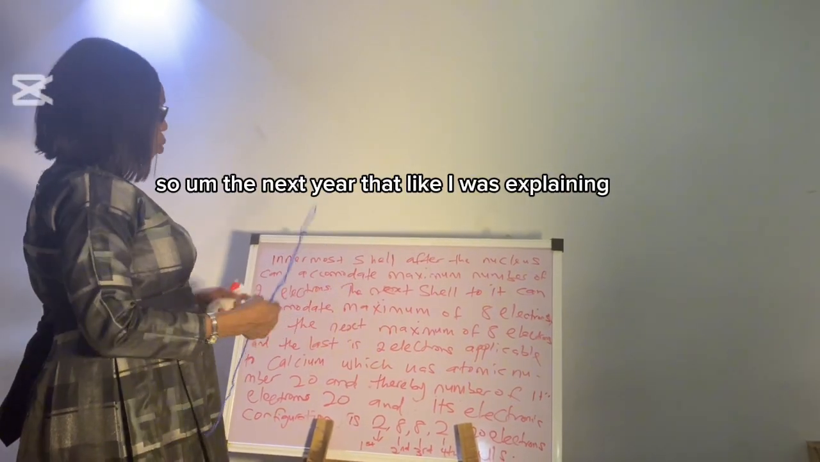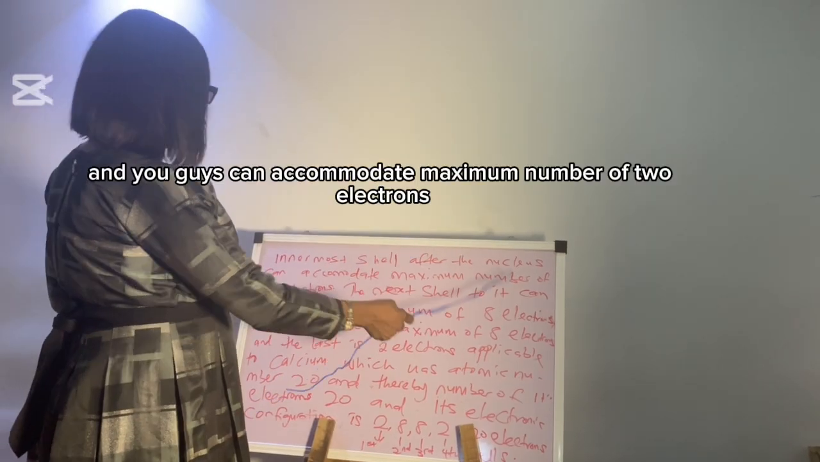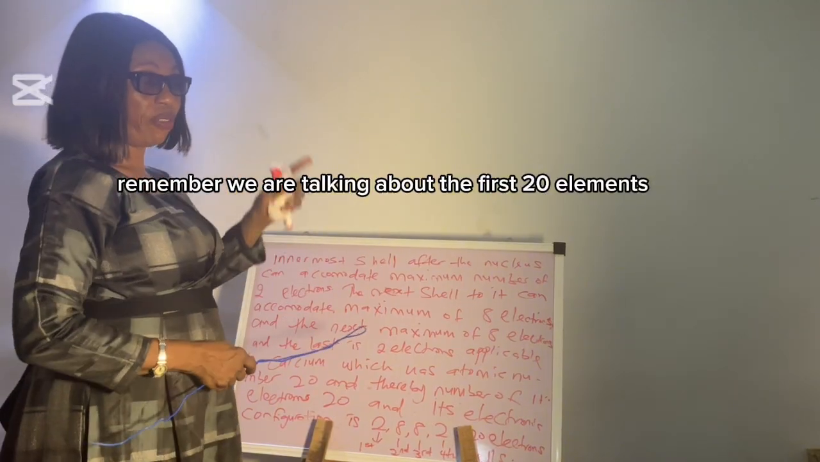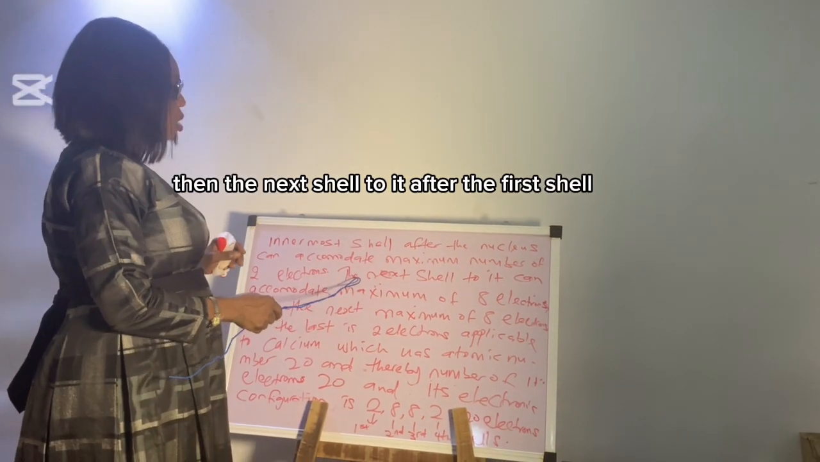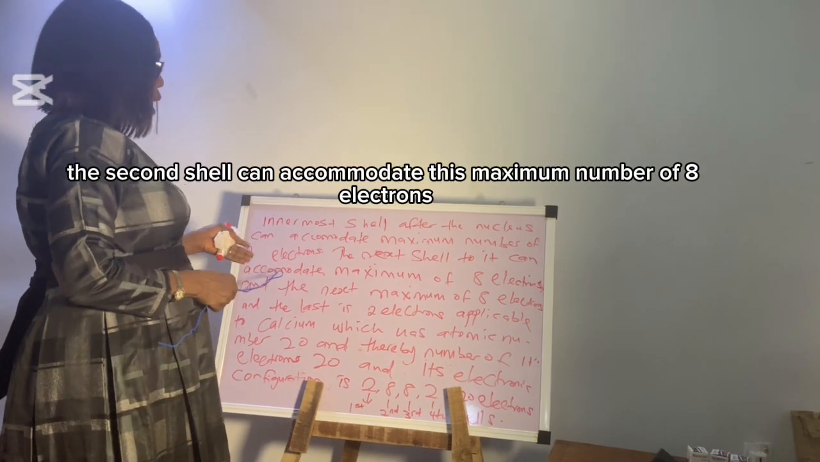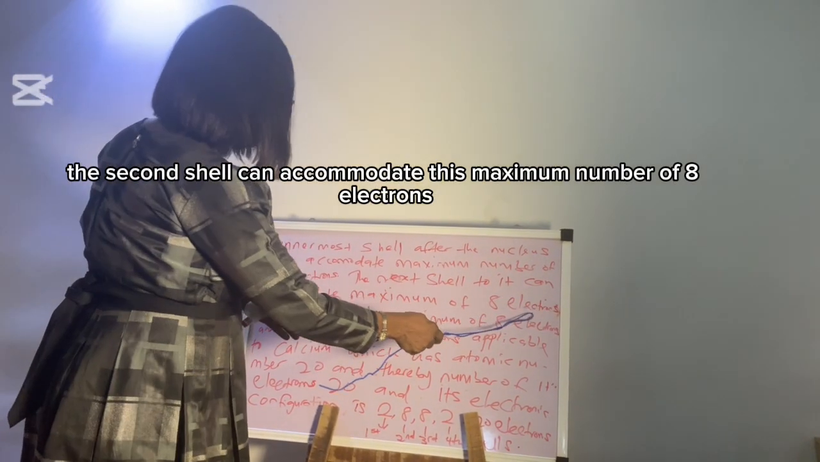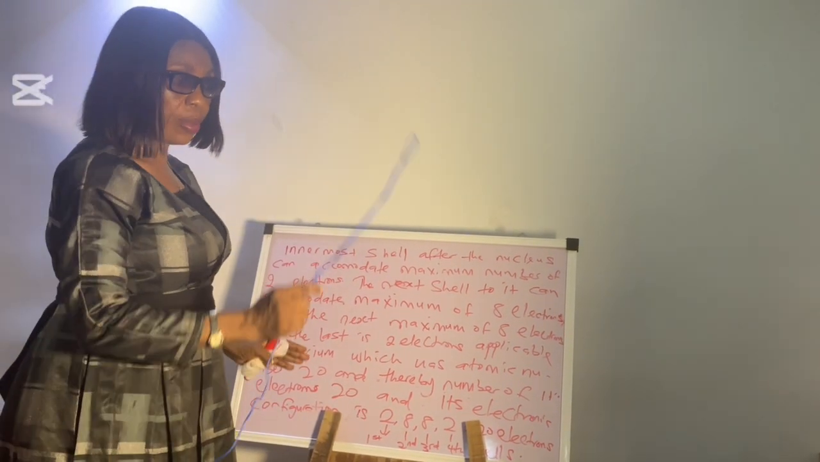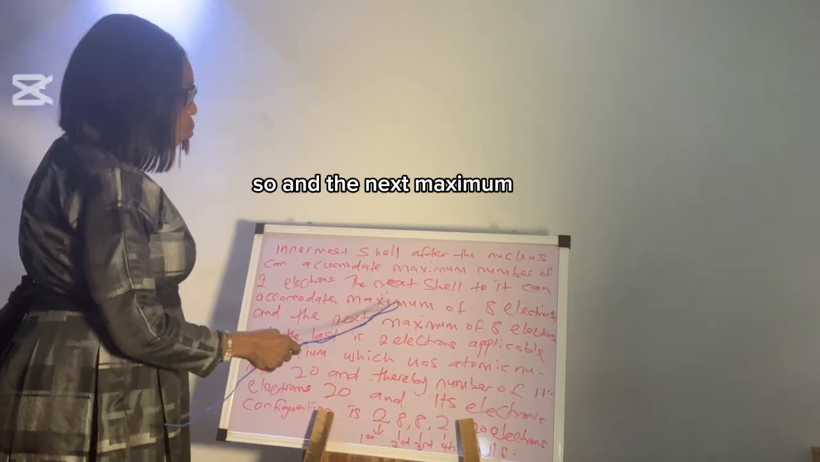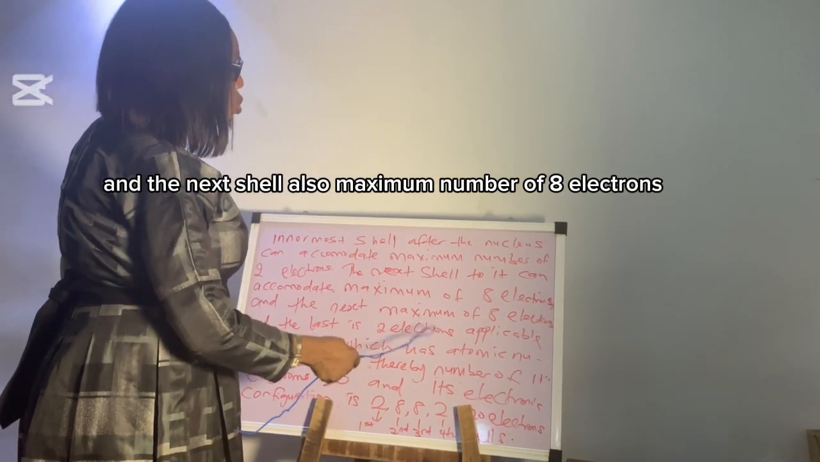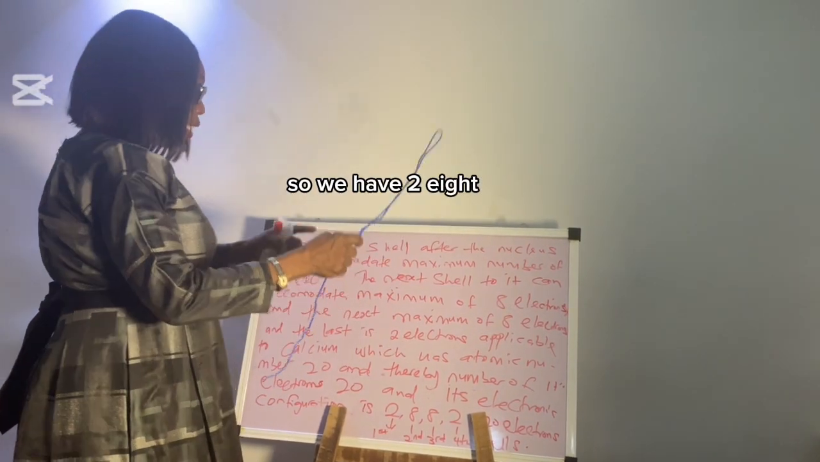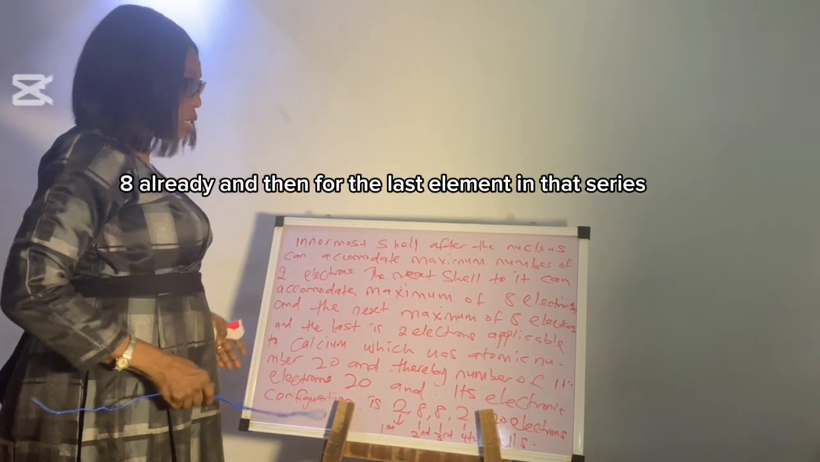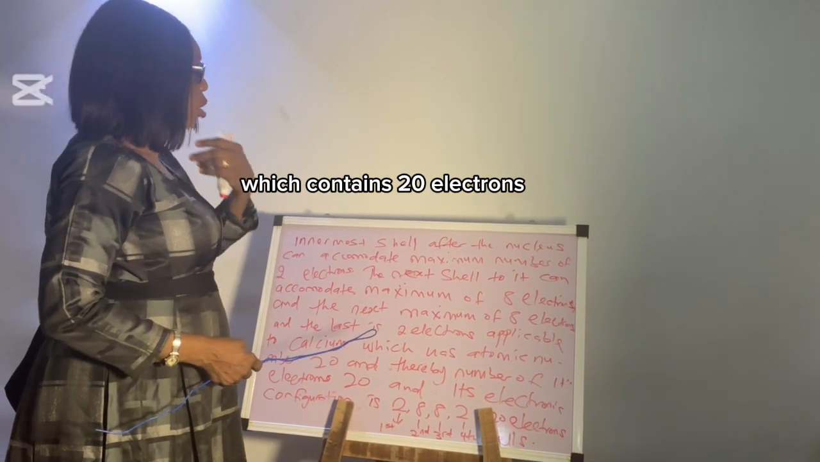The next shell, like I was explaining, I say the innermost shell after the nucleus can accommodate a maximum number of 2 electrons. Remember, we are talking about the first 20 elements. Then the next shell to it, the second shell, can accommodate a maximum number of 8 electrons. This is applicable to all the elements in the first 20 elements. And the next shell also takes a maximum number of 8 electrons. So we have 2, 8, 8 already. And then for the last element in that series, we have calcium, which is 20, which contains 20 electrons.